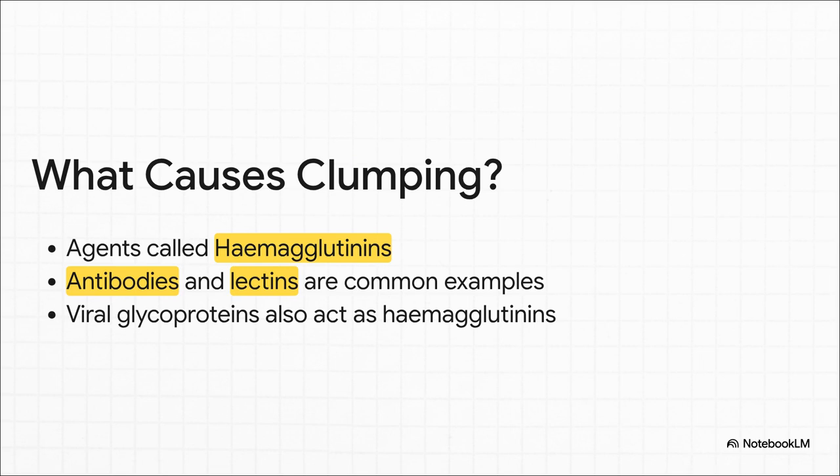But what actually makes them clump up like that? Well, the reaction is caused by agents called hemagglutinins. You can just think of them as a kind of molecular glue. Some common examples you've probably heard of are antibodies from our immune system or even the glycoproteins you find on the surface of viruses. When these agents are around, they literally grab onto multiple red blood cells and make them stick together in a visible cluster.